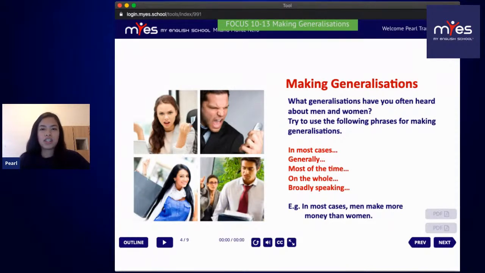All right, making generalizations. What generalizations have you often heard about men or women? Try to use the following phrases for making generalizations. In most cases, generally, most of the time, on the whole, broadly speaking. In most cases, men make more money than women. That example unfortunately holds true in America. It is a shame. But so tell me some generalizations.